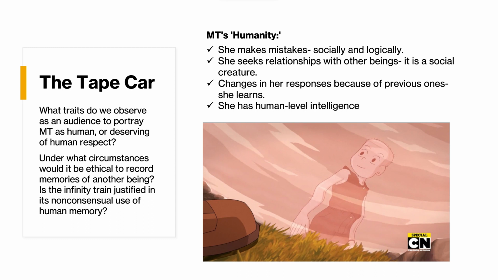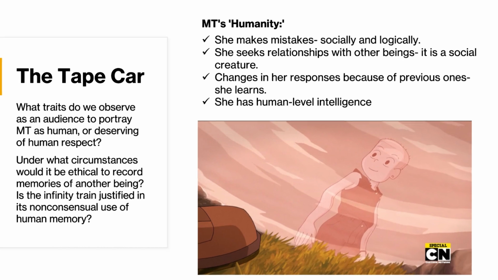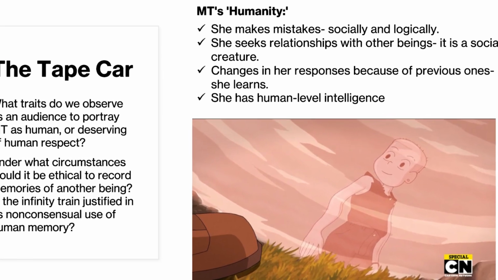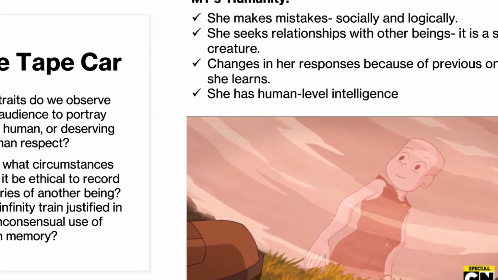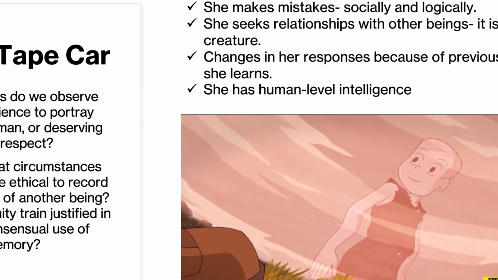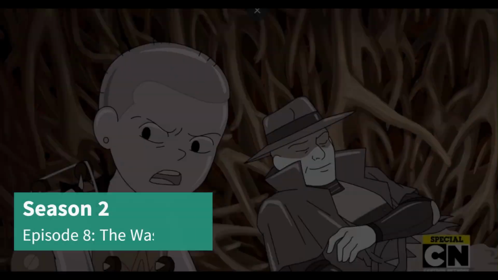of human memory? Addressing these sequentially, the traits we observe as an audience to portray MT as human, or deserving of human respect, are her ability to change for better or worse, and her ability to make mistakes and learn from them as we observe through the series. In addition, she seeks out and maintains relationships, exemplifying that she is a social creature. And of course, she possesses intelligence on par with human beings. In summary, she is treated like a human being because she is modeled after one. It is a humane creature, and therefore it is entitled to humane treatment.